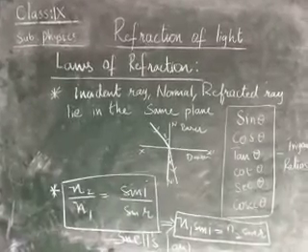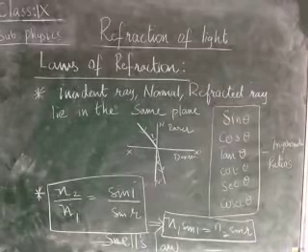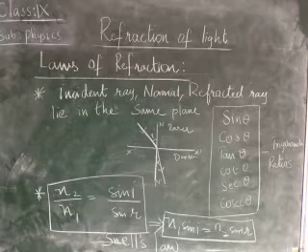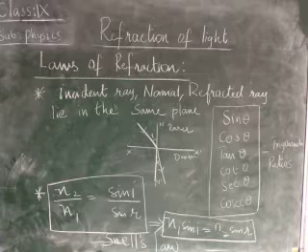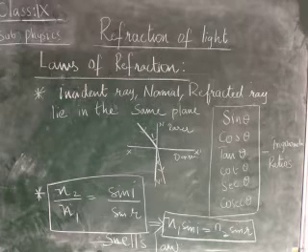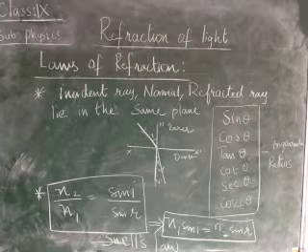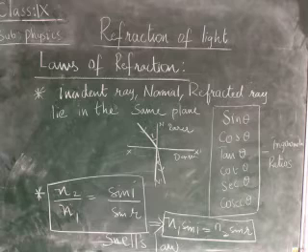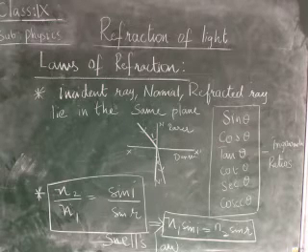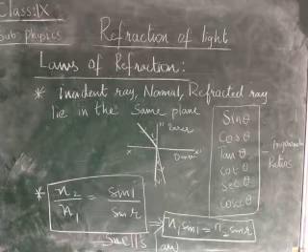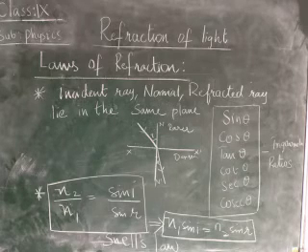Tomorrow, children, we will learn about Snell's law in detail. Today you learned the laws of refraction and the relative refractive index. The law of refraction: the incident ray, normal, and refracted ray lie in the same plane, and n2 by n1 is equal to sin i by sin r, where n2 is the refractive index of the second medium, n1 is the refractive index of the first medium, and sin i and sin r are the sines of the angles of incidence and refraction.